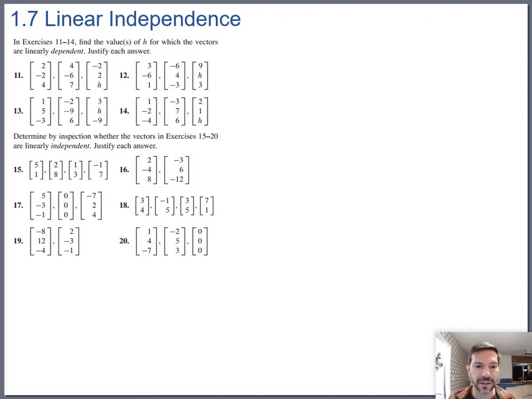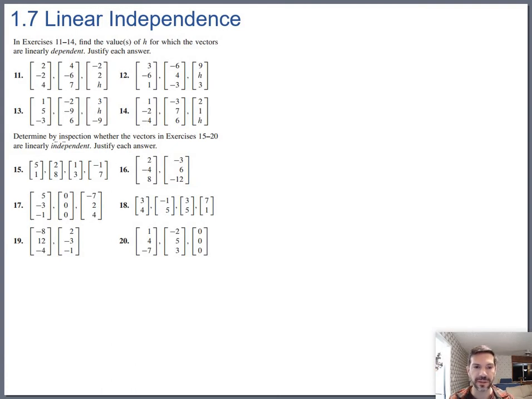Okay, so let's look at the next few questions. It says determine the values of h for which the vectors are linearly dependent. So 12, 14, both of them have an h in them. Unless you see something obvious, like one vector being a multiple of another, you're pretty much going to have to do row reduction and figure out what values of h would make these dependent or independent.